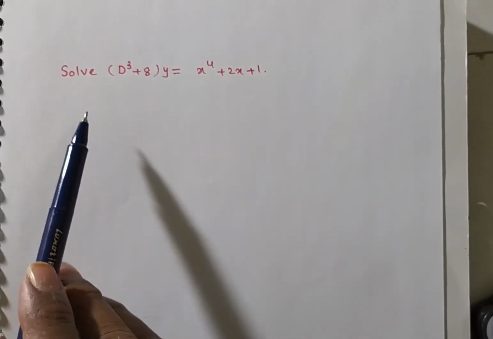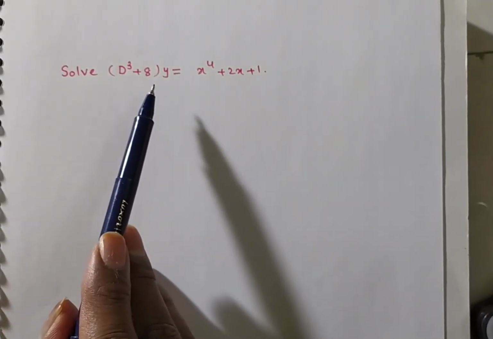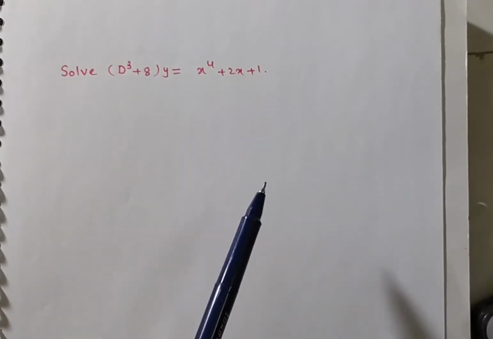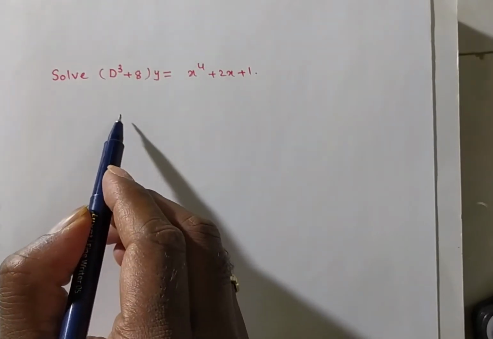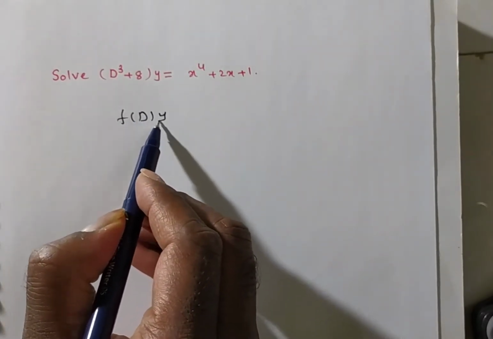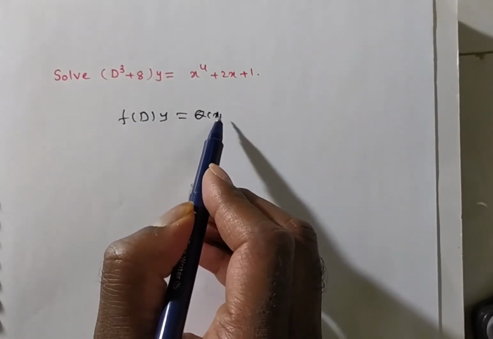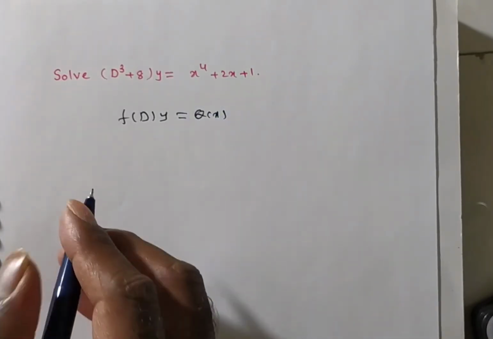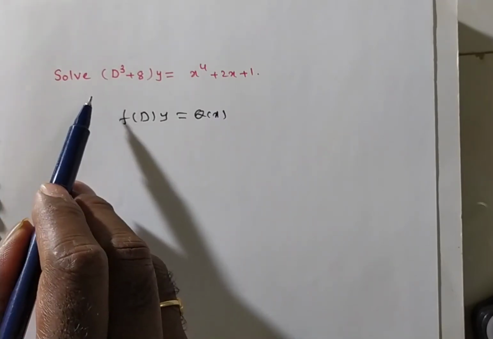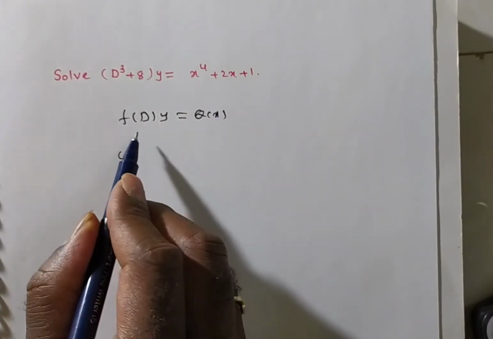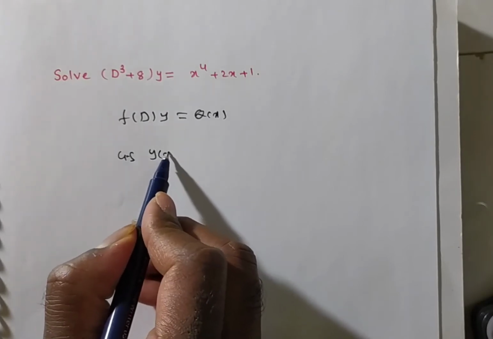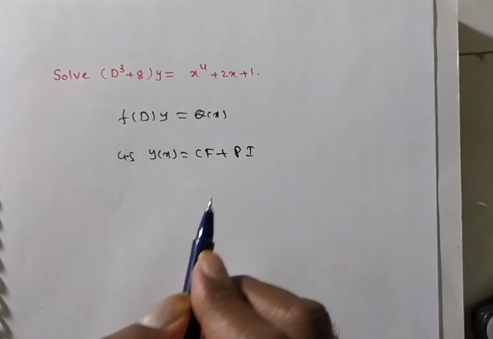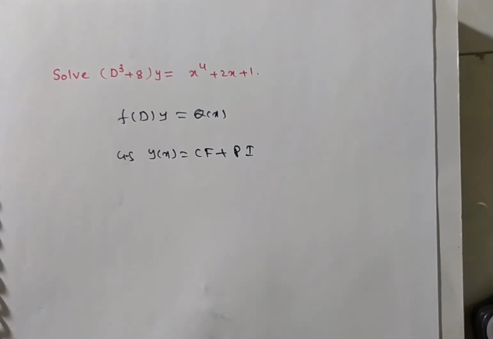The given problem is to solve (D³ + 8)y = x⁴ + 2x + 1. So here you observe this is in the form of f(D)y = Q(x), where Q(x) is a polynomial in terms of x, right? So first, the general solution of f(D)y = Q(x) is y(x) = complementary function plus particular integral. Yes or no? Complementary function plus particular integral.